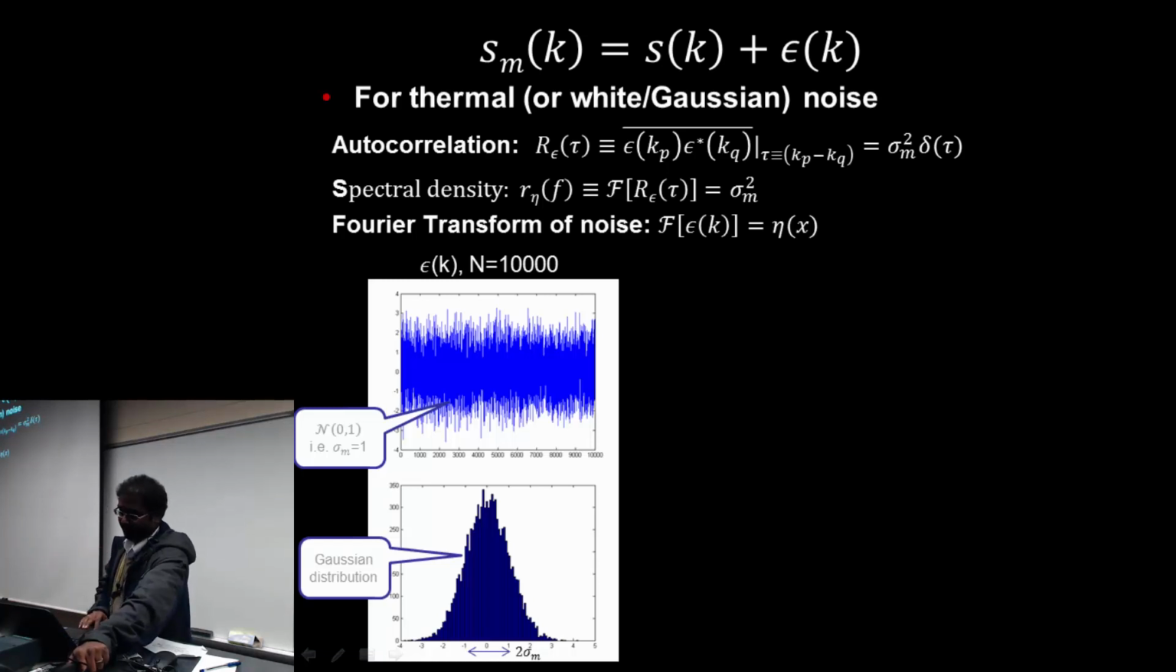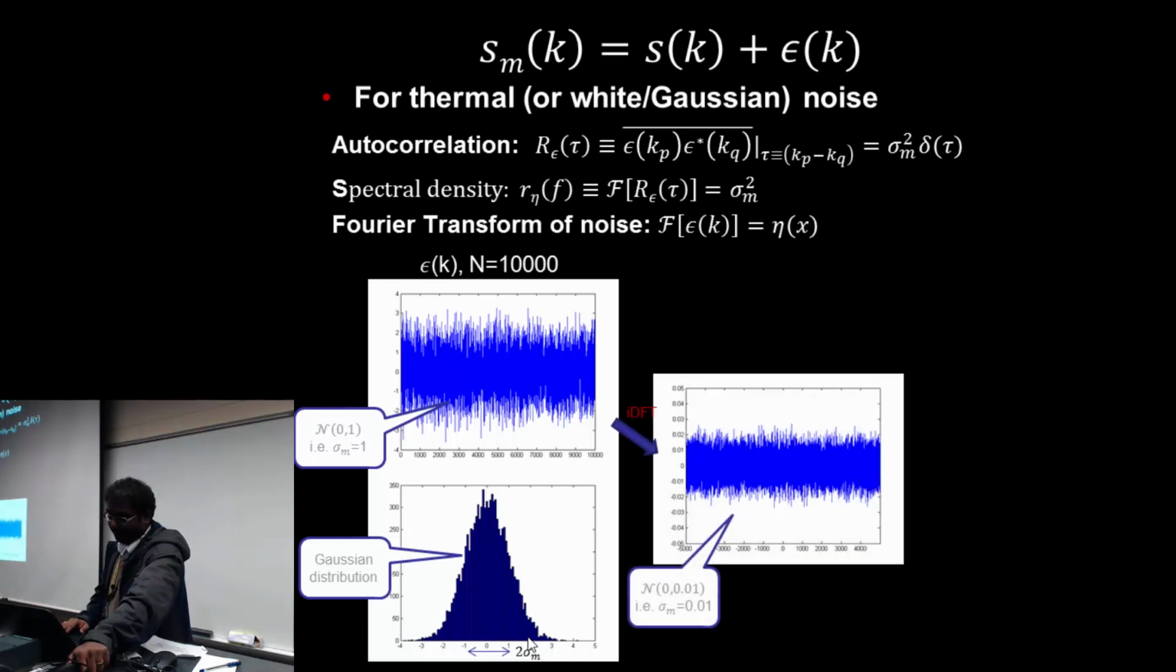It's basically fluctuations about a mean value of 0, and those fluctuations are quantified or parameterized by the standard deviation sigma m. Okay. If you look at its distribution, it's a Gaussian distribution, and the width of that is what gives you the sigma basically. So 1 sigma, 2 sigma, etc.